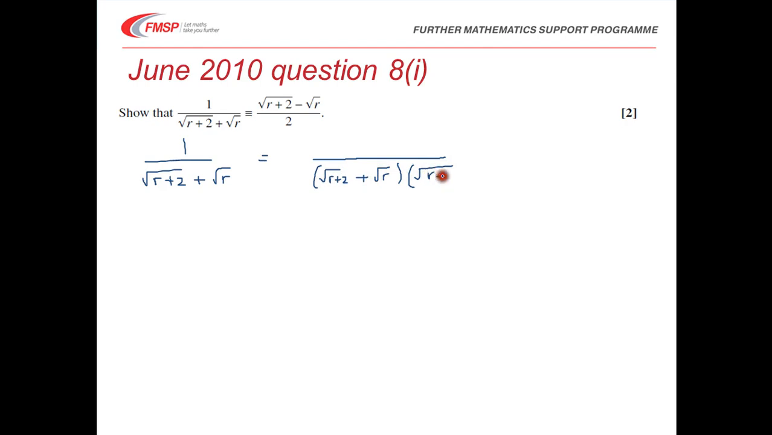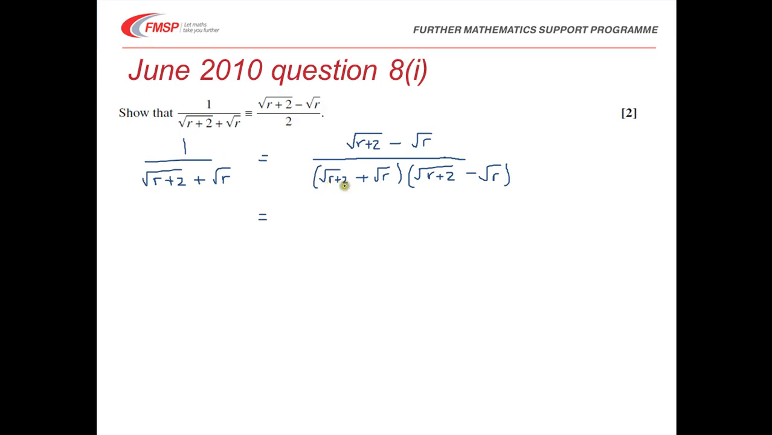minus root r. So that is a similar sort of technique to what you've done when you've done some work on surds. And so the top line is just a 1, so we're multiplying that by root r plus 2 minus the square root of r. So all we now want to do is make sure, we suspect that we should have a 2 here, and let's make sure that we can see that that is going to happen.